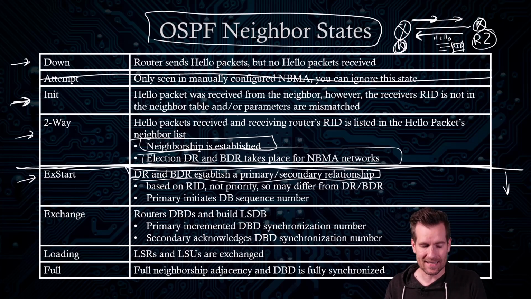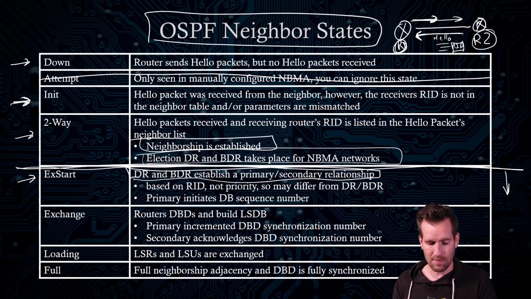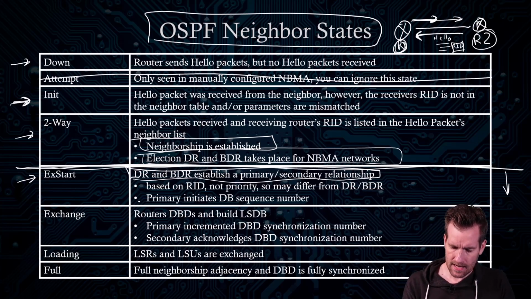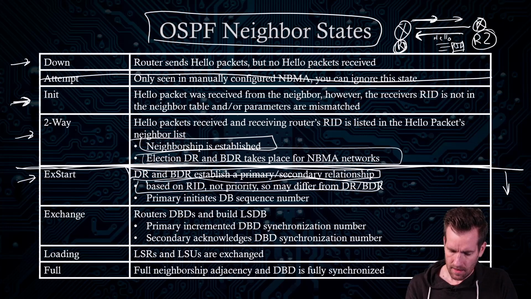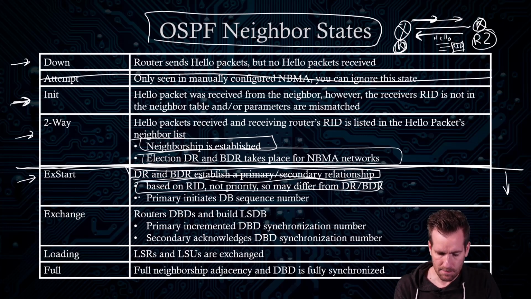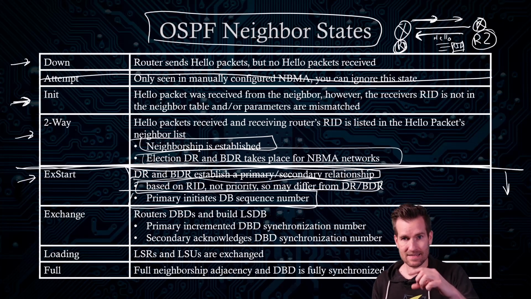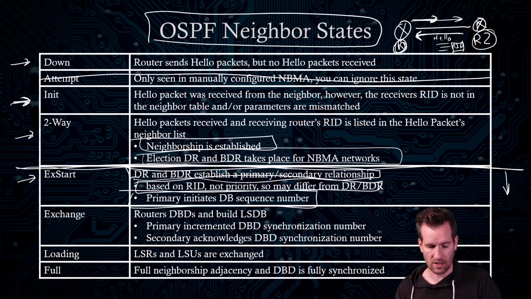So that could be different than the DR and BDR. If there's a priority set on those, the DR and BDR use a different set of criteria, which is kind of interesting, since the primary may not be the DR. But this is just a designator for these initial stages. So based on the router ID, that's going to select a primary, and then the primary initiates an initial database sequence number. So a database sequence number gets started, and that's going to be the basis for this first initial configuration. Once that's done, then it goes into this exchange state.